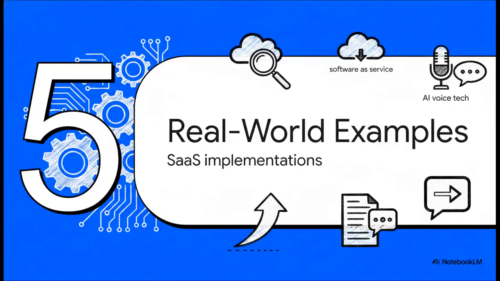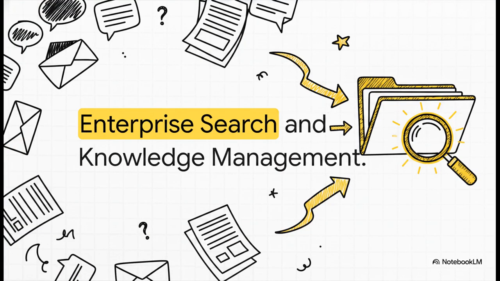Section 5. Real-world examples. Let's look at some actual SaaS implementations right now. First up, we've got Glean, which is an absolute powerhouse in enterprise search. Glean uses RAG to ingest an organization's massive, honestly usually very messy, internal data. We're talking emails, Slack messages, Jira tickets, Google Docs, the whole shebang. So when an employee asks, "Hey, what is our new remote work policy?" the system securely surfaces exactly the right snippets from across all those different platforms to generate a fully cited, perfectly accurate answer.